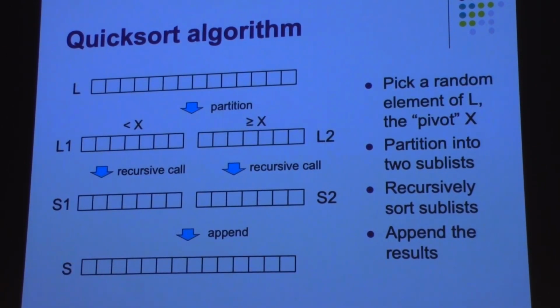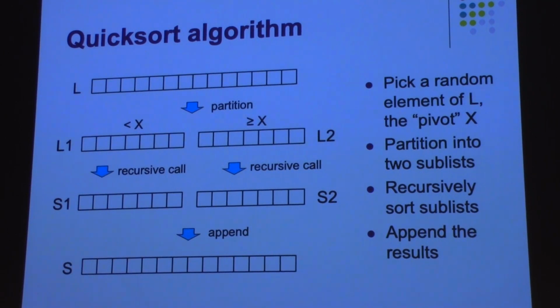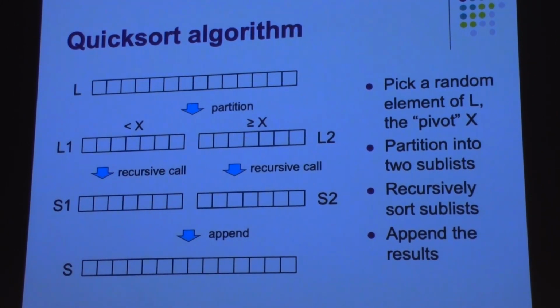First, I will refresh your memory on Quicksort. Quicksort is a very straightforward kind of divide and conquer algorithm. Here I have a list L. I pick some random element out of L, any element. This one is called the pivot. Let's say X. And then I traverse L once, and I create 2 lists, L1 and L2. L1 has all the elements of L that are less than X, and L2 has all the elements of L that are greater than or equal to X. Okay, so I'm partitioning into 2 sublists.